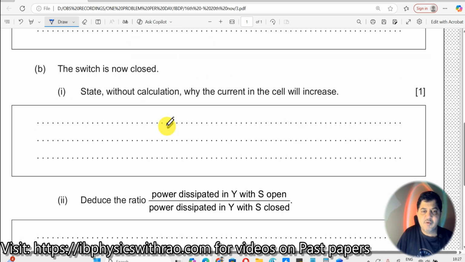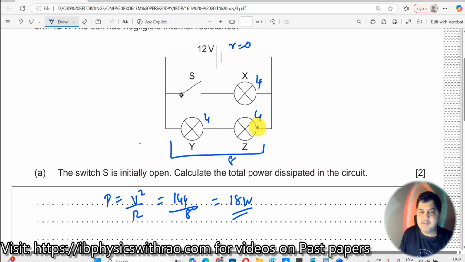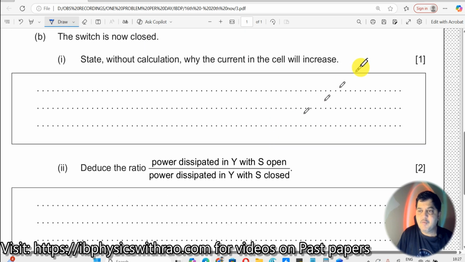The switch S is now closed. State without calculation why the current in the cell will increase. Okay, switch S is closed. Now what is the condition? It appears like so. When it appears like this, what will happen? See, this external resistance 4 ohms will come in parallel with these two. When it comes in parallel with these two, the total resistance here will decrease. This is for 1 mark.